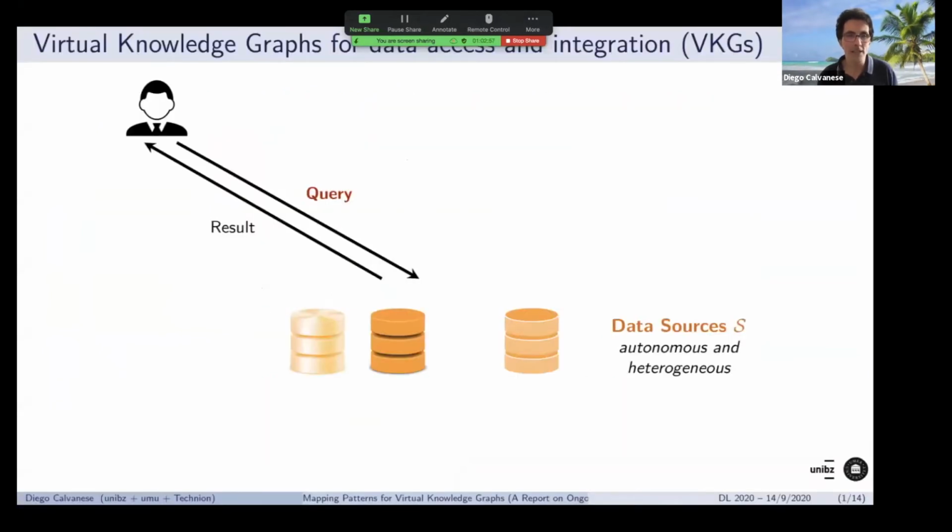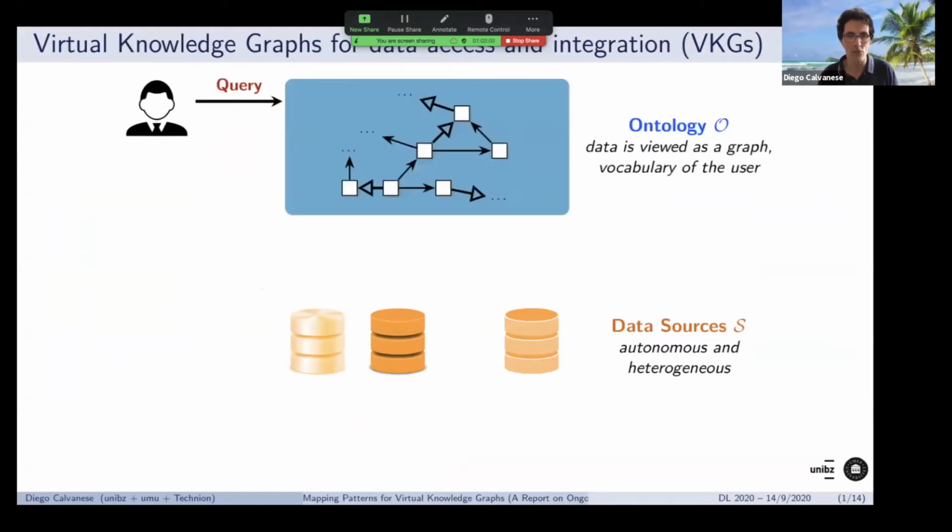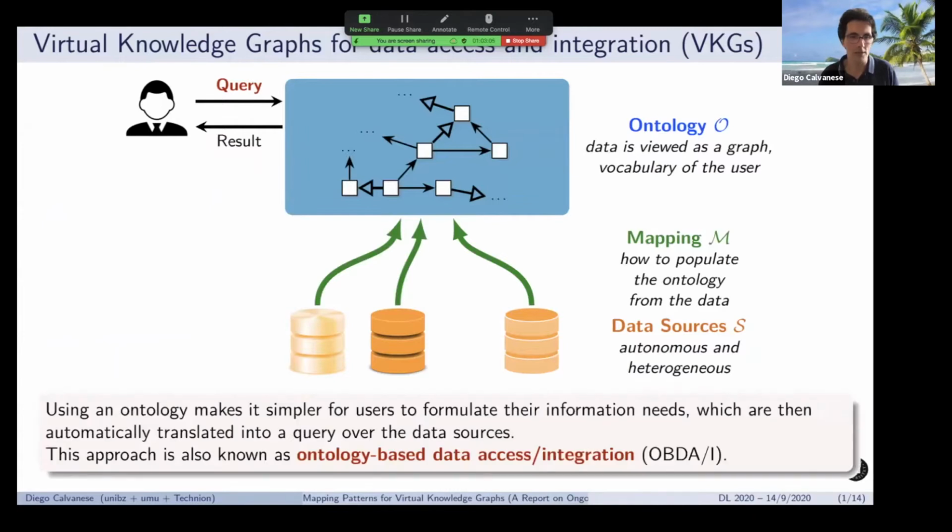Now, the setting, I don't think I want to spend much time on since we already talked about it. The setting is that of virtual knowledge graphs, where we want to access data sources using an ontology. And the aim here is to come up with a specification for such a system. We call it virtual knowledge graphs, but it's essentially a rebranding of OBDA, ontology-based data access.